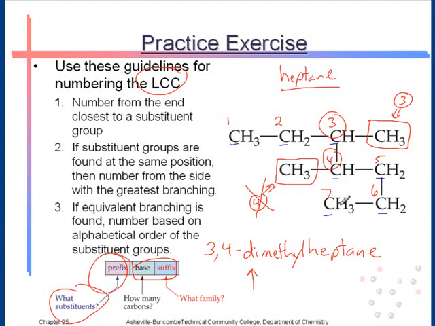Numbering from this end would have been incorrect. Then it would have been 4,5-dimethylheptane. I guess if you used that name, it would still construct the same molecule, but by establishing this systematic way, we've set up a set of rules where we're guaranteed no ambiguity, no confusion about the name of one compound from one compound to the next.